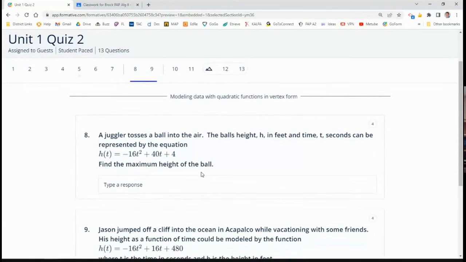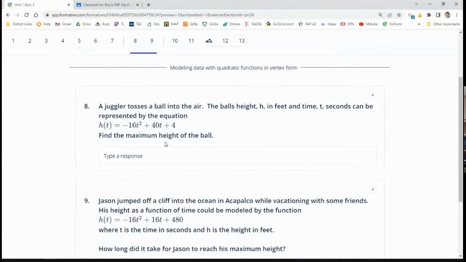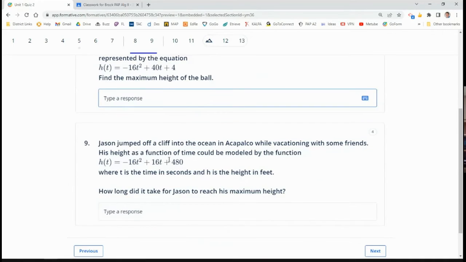Since this is a negative t squared, it's an upside down parabola. It's got to be where the vertex is. What is the value of the y at the vertex? Remember, you can find the vertex. Remember that negative b over 2a? Hopefully you have that in your notes. If not, you might want to go back and see where we talked about that. Negative b over 2a will tell you where the axis of symmetry is. It'll tell you where the x is for the vertex. And you can use the x in the equation, or in this case the t in the equation, to figure out what the height is.